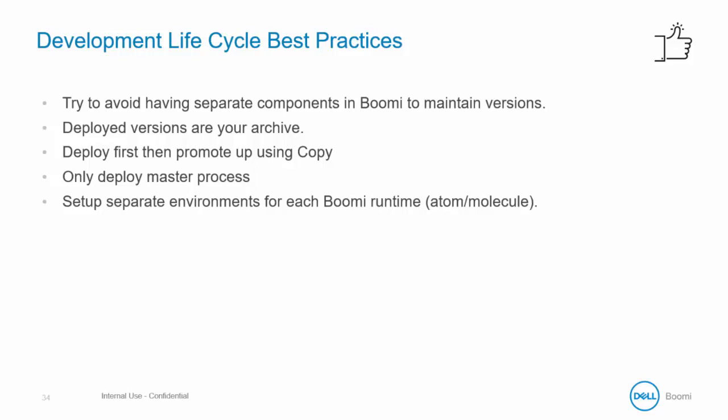Deployed versions are your archive. Deploy the process to make a snapshot of your process. That way you can always roll back that deployed version into your build tab. Deploy first to a development environment and then promote up using copy.